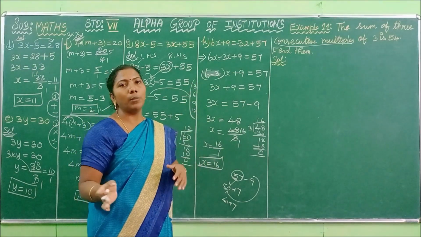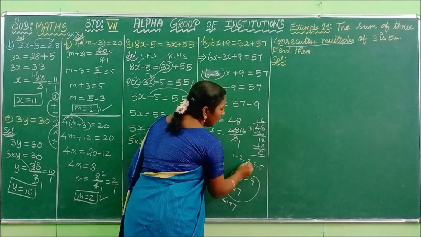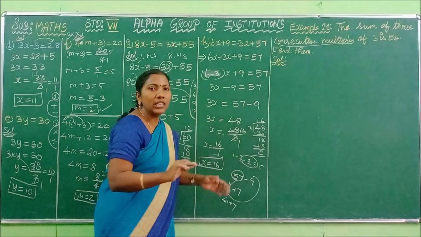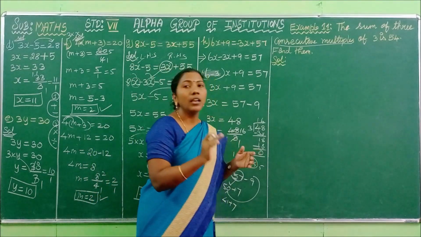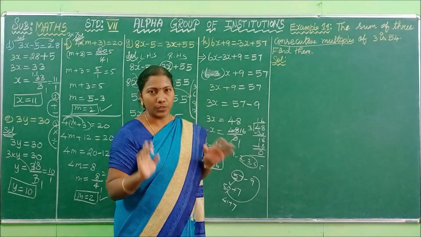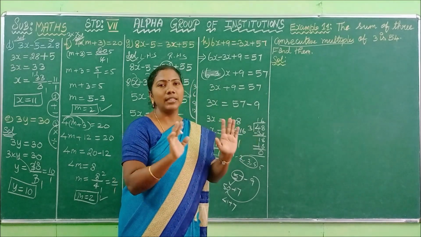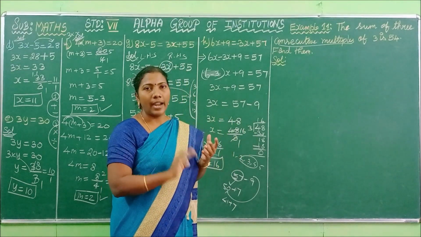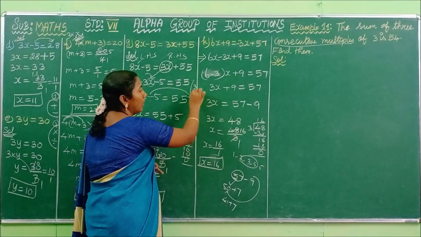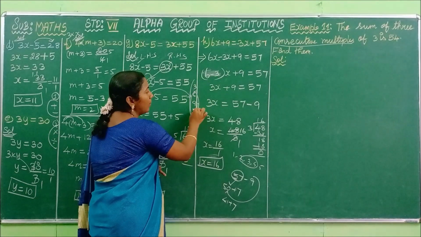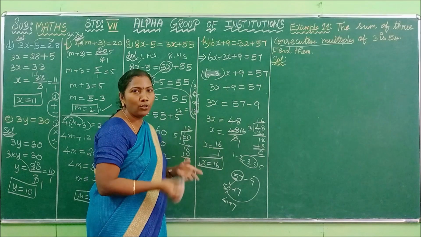Consecutive means consecutive numbers. Suppose I am writing 1, 2, 3, 4, 5, we can call 2, 3, 4 consecutive numbers. Okay, continuous numbers. They are adding 3 consecutive multiples of 3. They get the answer 54. What they are asking is to find those numbers. Do you understand, children? Suppose it may be 6, 9 or 12. If they are adding these 3 numbers, they get the answer 54. They are asking what the numbers are. We are going to find them.